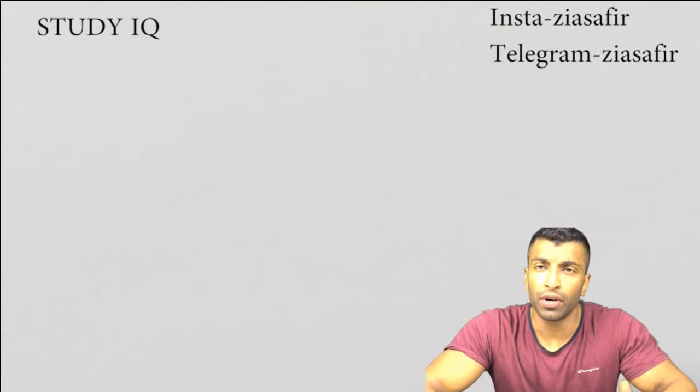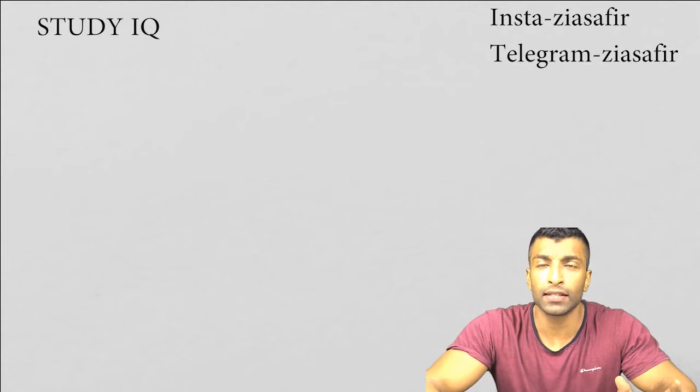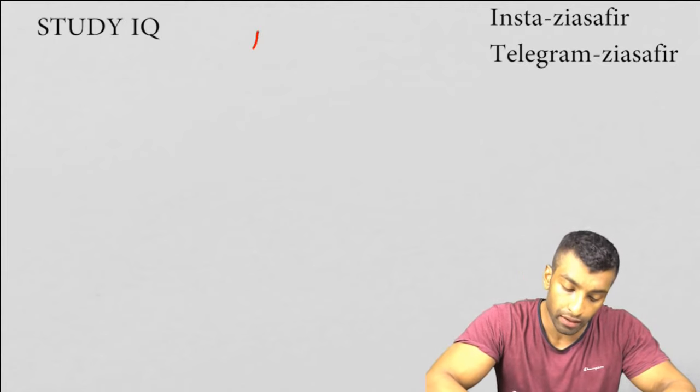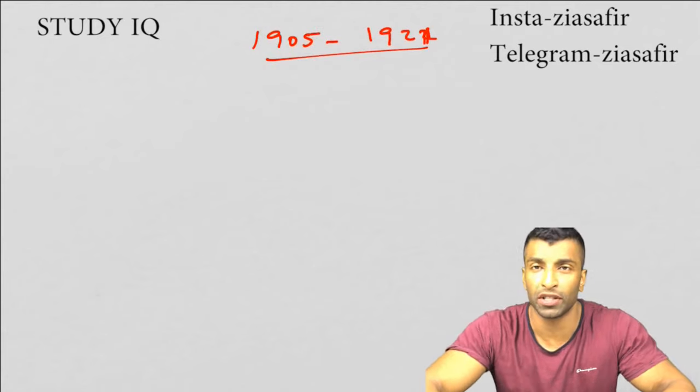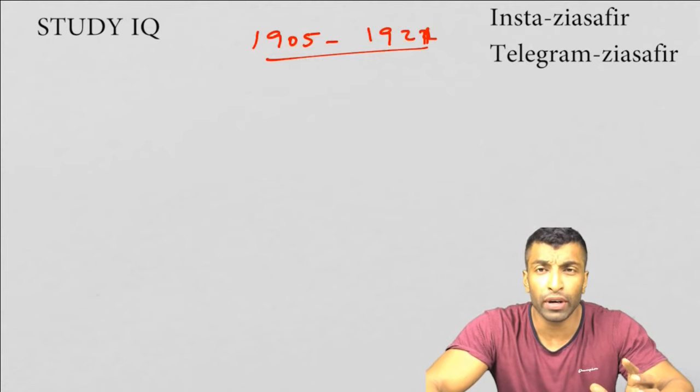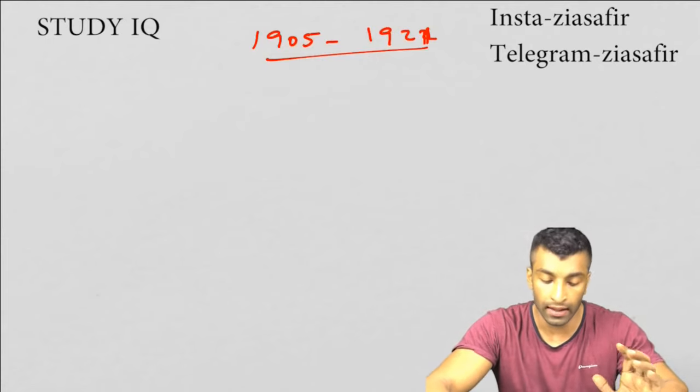So we will continue our discussion on history. In the last session, we completed from 1905 to 1922, or rather 1921, up to the non-cooperation movement, right? So if you go for a quick recap of what all things we have done, I'll just discuss the timeline.